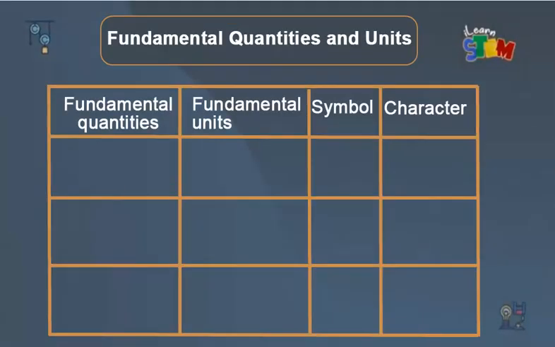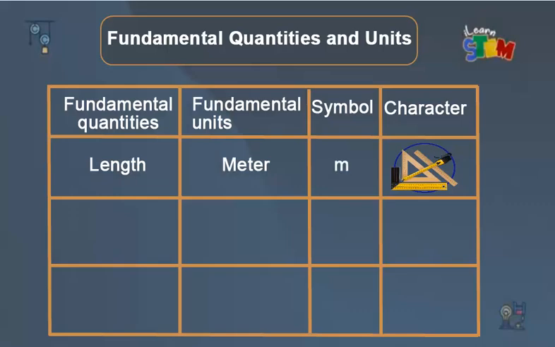Here, we have the 7 fundamental quantities, their units and symbols. First, we have the length. Length can also be described as distance, breadth, width, height, etc. The unit of length is meter, and the symbol is small letter m. We also have other units like kilometers, etc. 2. We have mass. We have the unit of mass as kilogram and the symbol as kg.